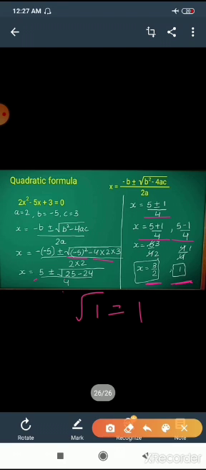Already we have solved the same equation by another method, the completing the square method. There also we got the same solution. So, a quadratic equation can be solved in any of these three methods, but the solutions will be the same all the time. Okay children, I hope you understood the chapter.